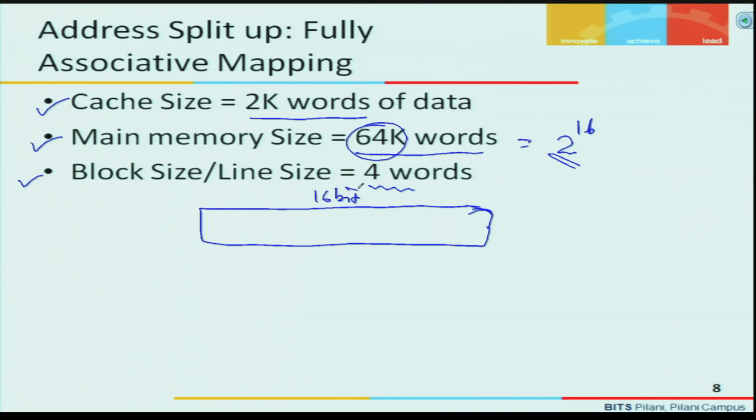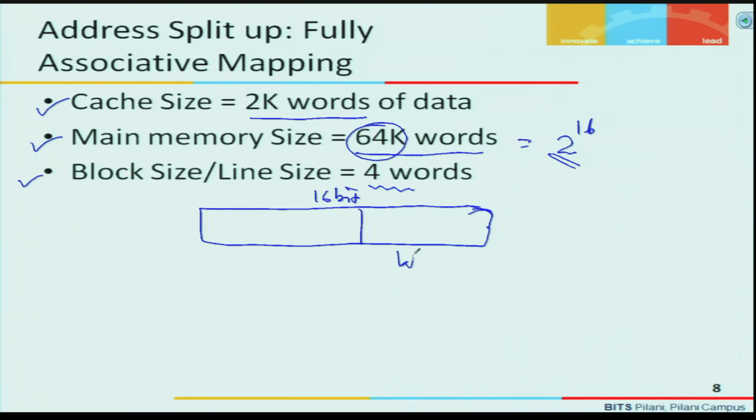Now, how will this address be logically divided to get the data from the cache memory? Because the processor generates the address as per the main memory. As far as the processor is concerned, it is not aware of the cache memory. The basic von Neumann model has not been disturbed. So, 4 words is the line size, and the address split-up will be in 2 parts.